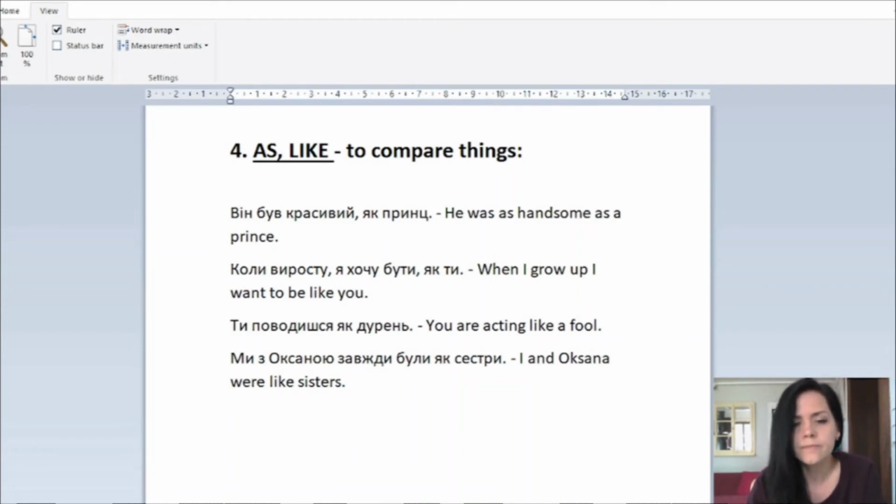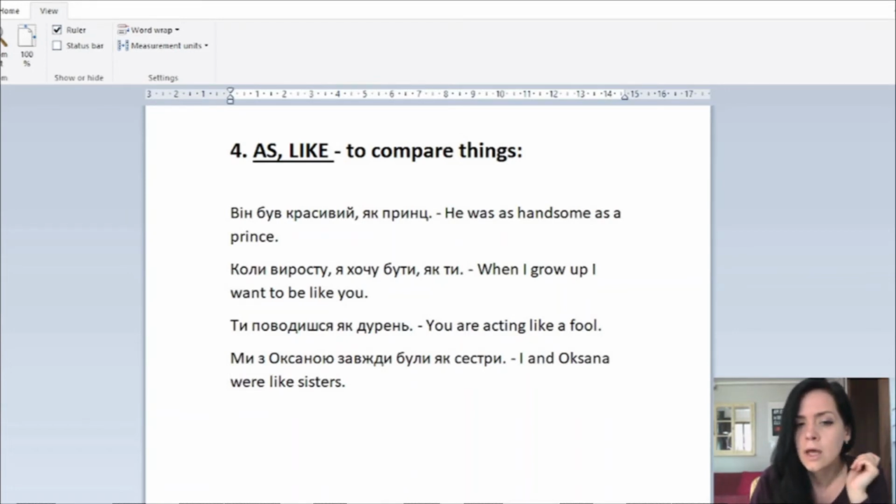Okay? Another instance. Ти поводишся як дурень. Okay? So, ти means you. Поводишся means behave or act. Як, like. Дурень means a fool. Okay? So, you are acting like a fool or you behave as a fool. Ти поводишся як дурень. So, as a fool or like a fool means як дурень. And that is one good way to use like in Ukrainian.